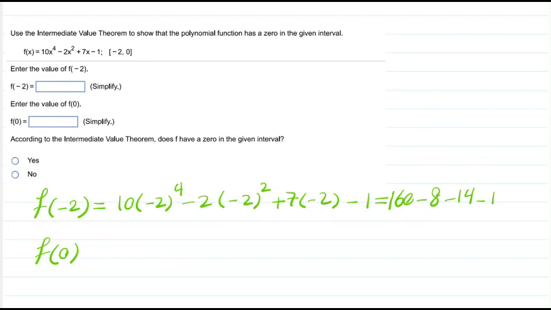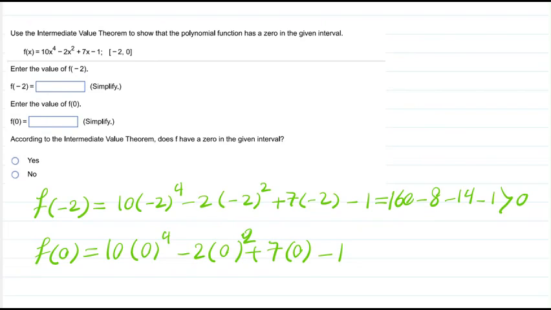What is the answer here? Definitely it is positive. You can calculate it. What is f of 0? It's 10 times 0 to the power 4 minus 2 times the square of 0 plus 7 times 0 minus 1. What is the answer? It is negative 1. As you see, it's less than 0. It's negative.